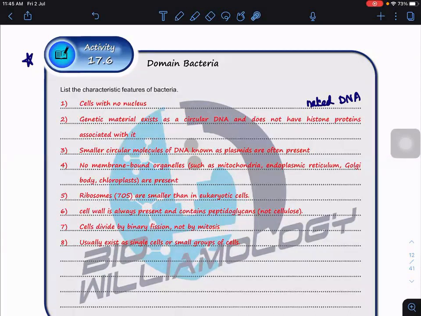Most of the time, no membrane-bound organelles such as mitochondria, endoplasmic reticulum, Golgi apparatus, or chloroplast are present. Ribosomes with 70S are smaller compared to eukaryotic cells. Cell wall is always present. It must be peptidoglycan, not cellulose. Cell divided by binary fission, not mitosis. Usually exist as single cells or small groups of cells, but they are still unicellular, even though a group of cells.